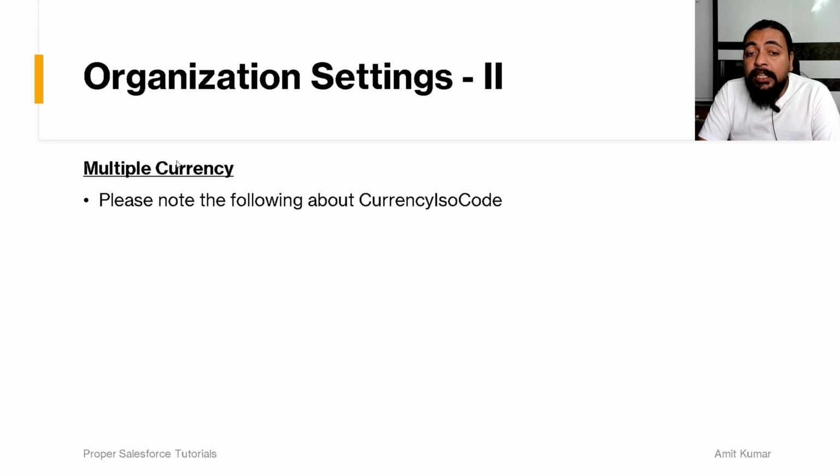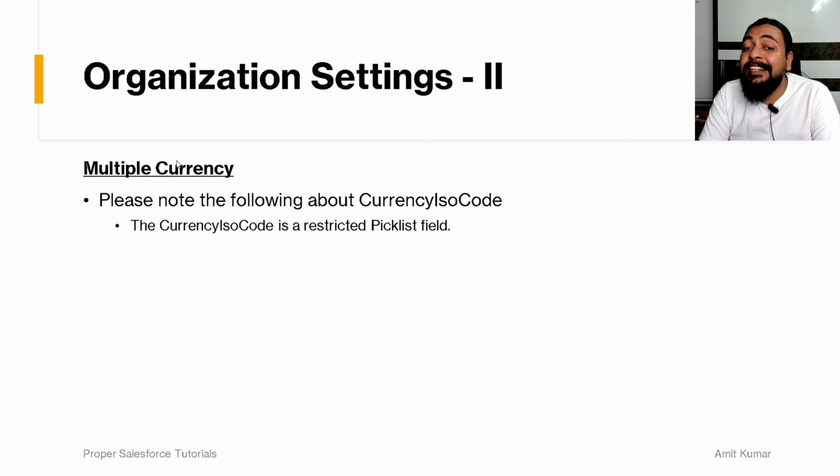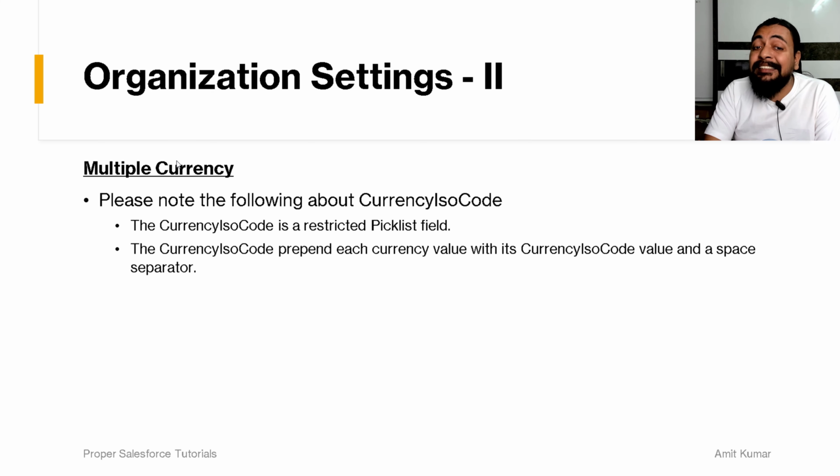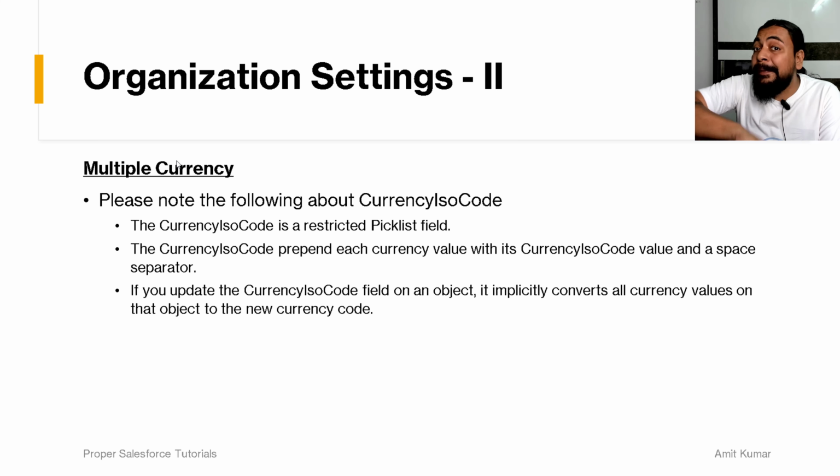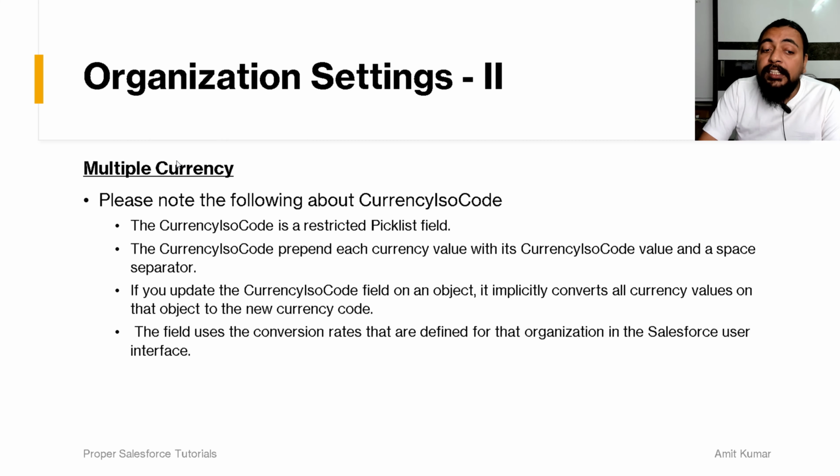Please note the following about currency ISO code field. The currency ISO code is a restricted pick list field. The currency ISO code prepends each currency value with its currency ISO code value and a space separator. If you update the currency ISO code field on an object, it implicitly converts all currency values on that object to the new currency code. The field uses the conversion rates that are defined for that organization in the Salesforce user interface.